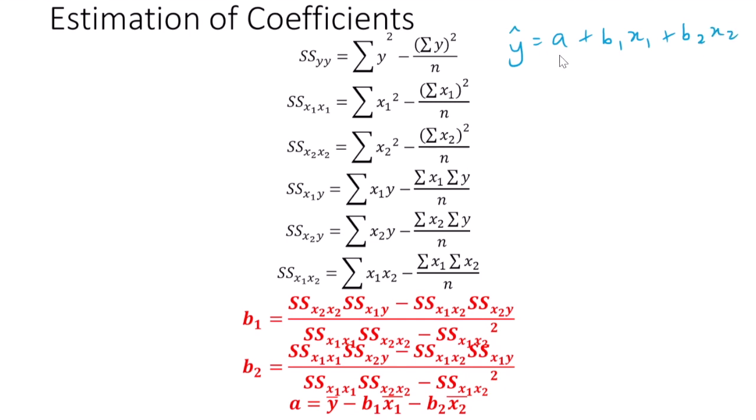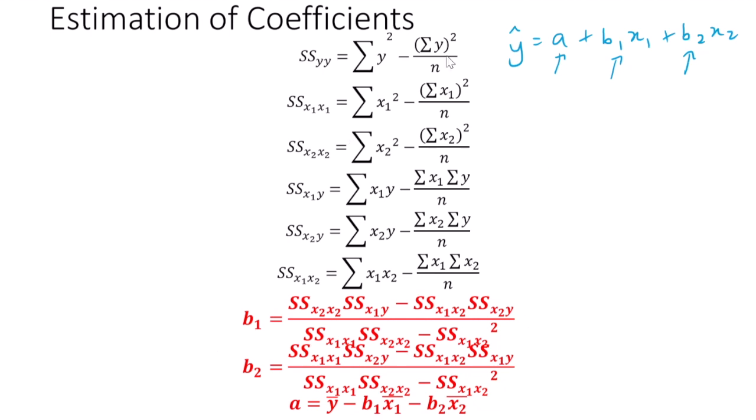In order to get the values of a, b1 and b2, we need to first calculate the values of the sum of squares of y, sum of squares of x1, x1, sum of squares of x2, x2, sum of squares of x1, y, sum of squares of x2, y, and sum of squares of x1, x2. Okay, so the formula to calculate b1, b2, and a is given over here.